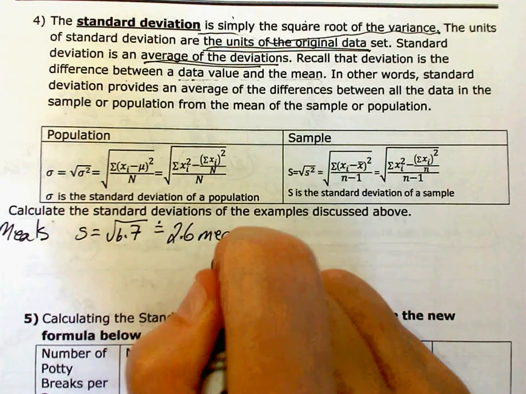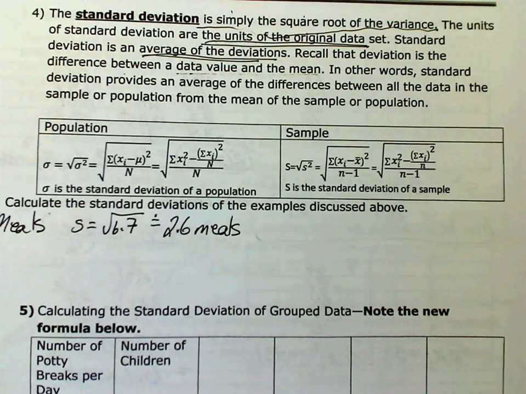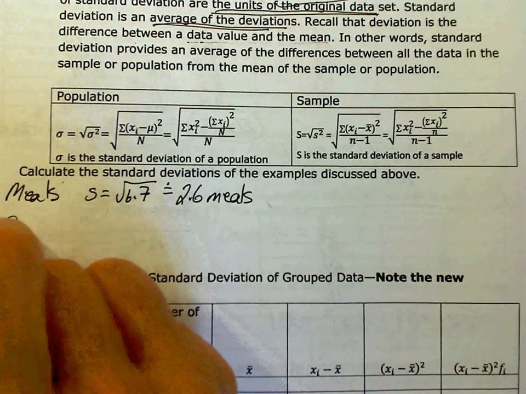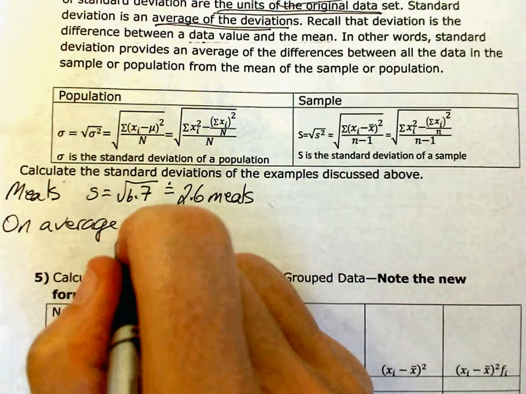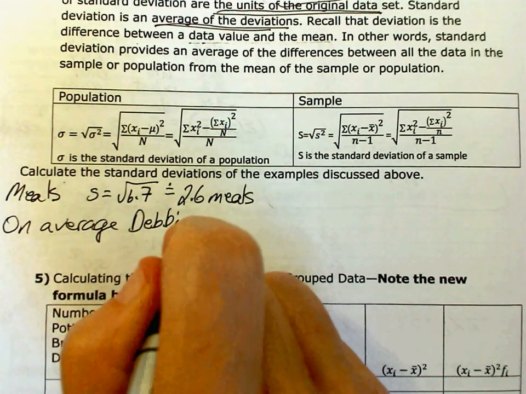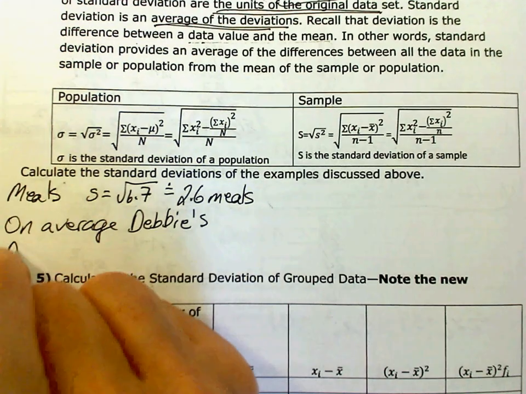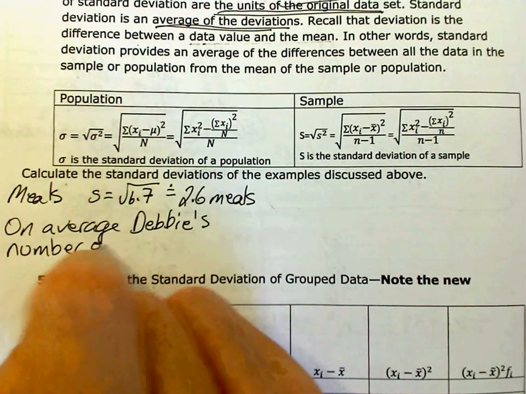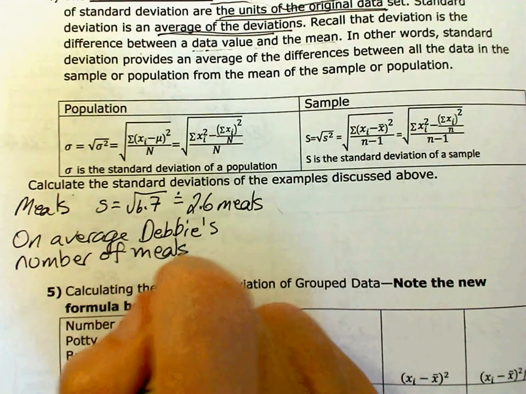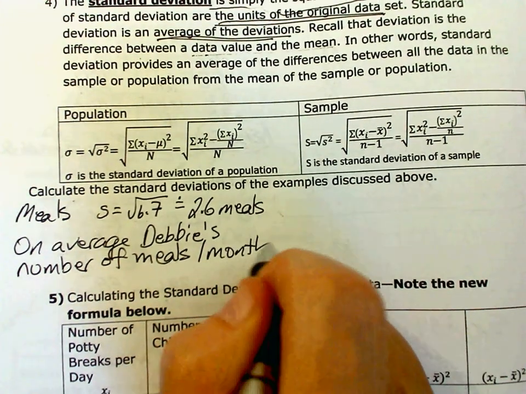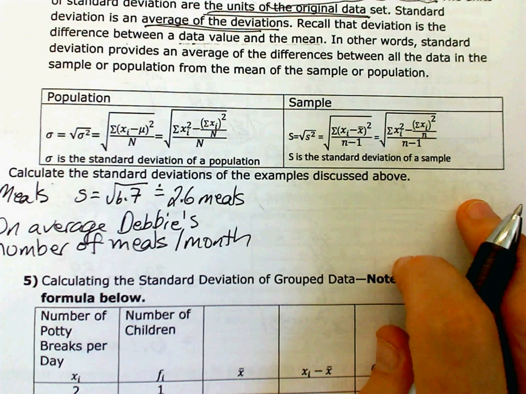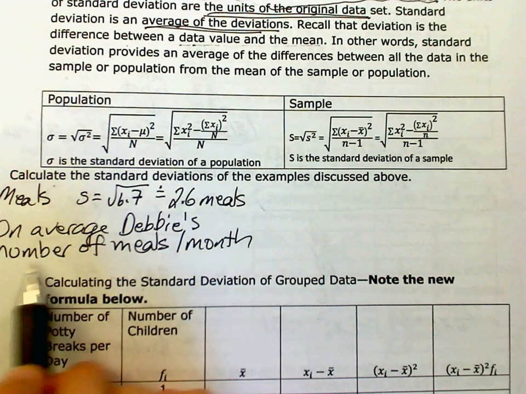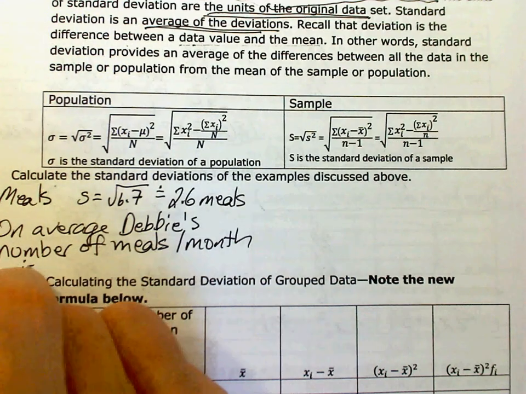So, on average, how do we interpret standard deviation? On average, Debbie's number of meals per month is 2.6 meals from the mean.